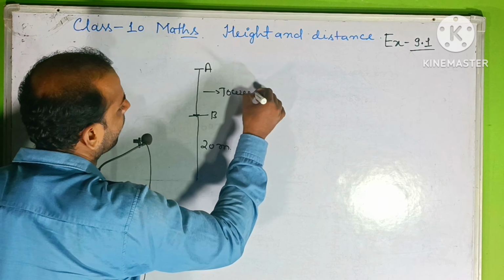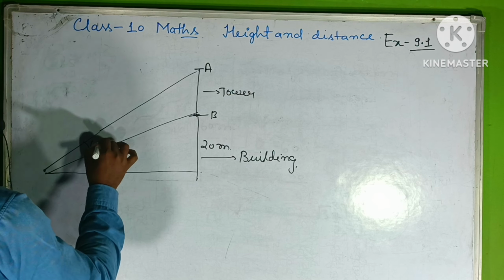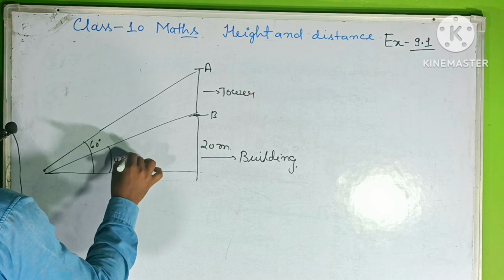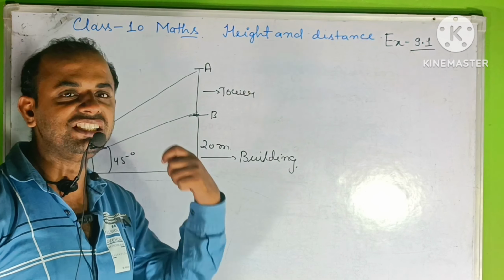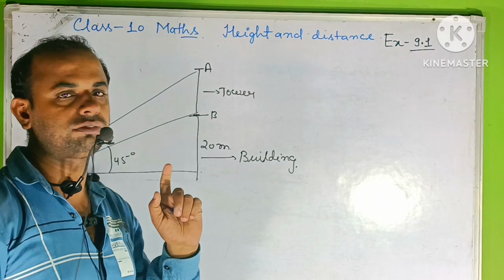Now see, from a point, the angle of elevation at the top and the angle of elevation at the bottom of the tower are 45 and 60 degrees. The bigger angle will be 60 and the smaller angle will be 45. I think this is the most important and the easiest one. What we have to do is calculate the height of the tower. Simple as it is, find the height of the tower.